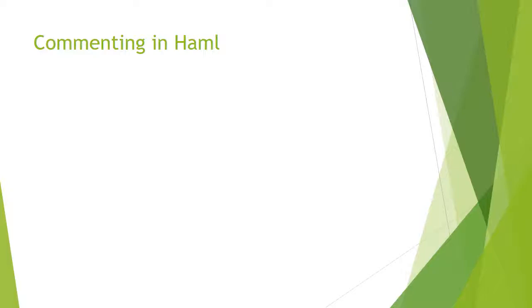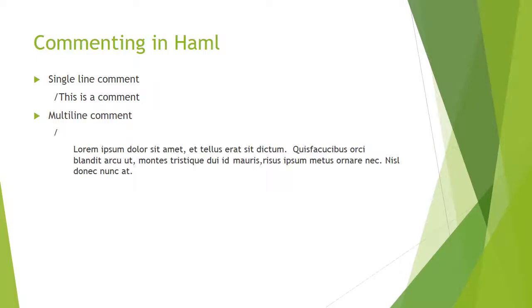Commenting in HAML is relatively easy. To write a single line comment, simply type a / followed by the comment content. To write a multi-line comment, indent your commented code to be wrapped by the /. Here is an example. To write a silent comment, meaning a comment that won't be written into the document at all, use a hashtag before the comment.